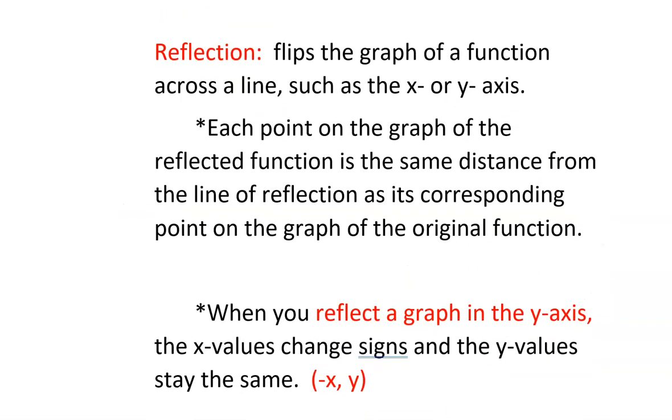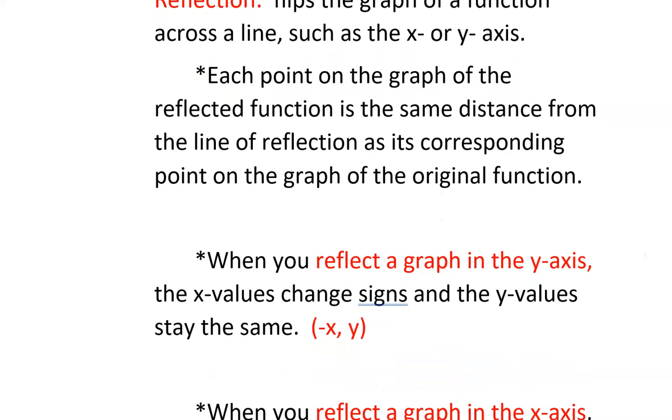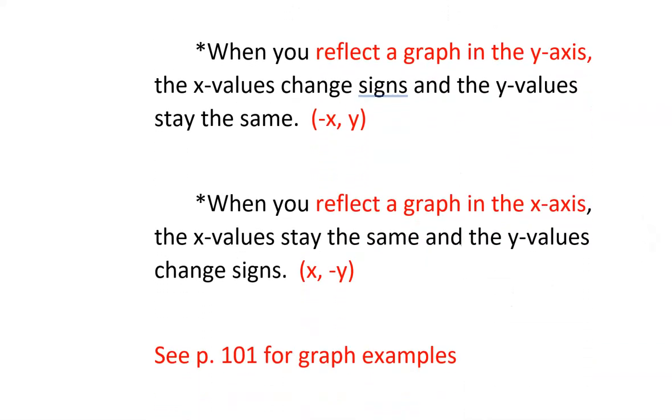How do we do reflections? A reflection flips the graph of a function across a line such as the x or y axis. Each point on the graph of the reflected function is the same distance from the line of reflection as its corresponding point on the graph of the original function. That's a lot. We'll see what it means on a graph here in just a minute. When you reflect the graph over the y-axis, the x values change signs and the y values stay the same.